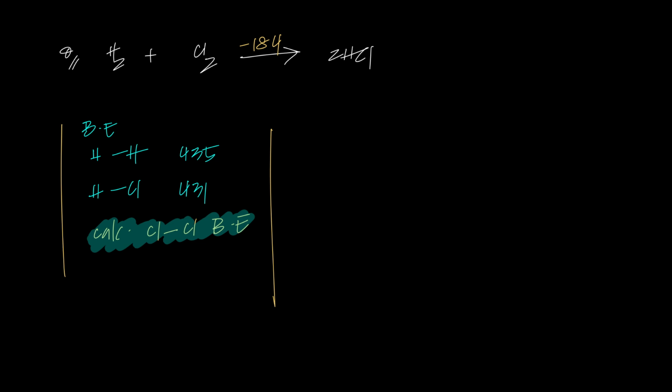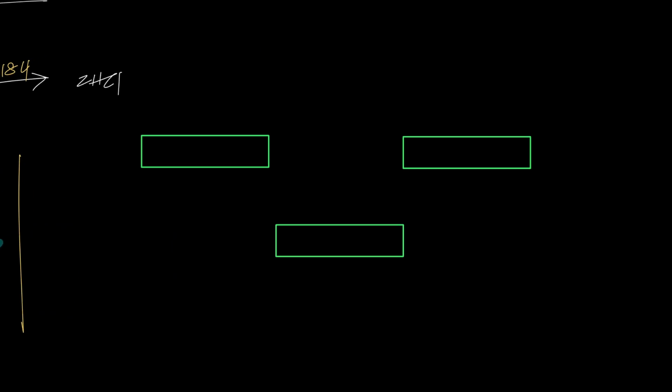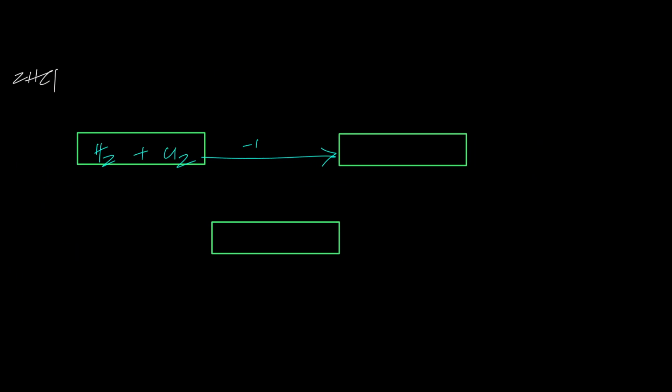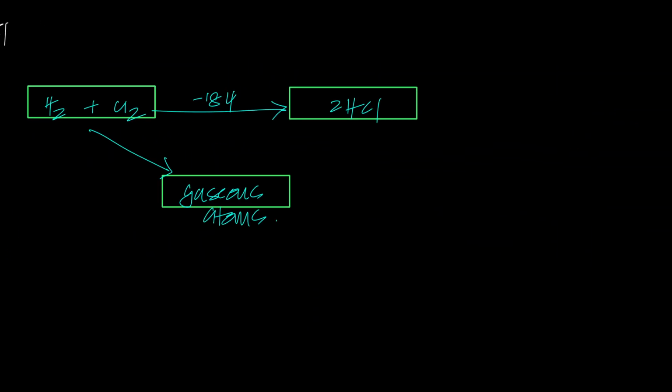We use our 3-box diagram the same way. I'll add it right here. You had H2, you had Cl2, and this is given to me, which is minus 184. This is 2HCl, right? And just gaseous atoms all over. So the moment I see bond enthalpies, you could have also calculated it in the other manner. It's up to you, however you want to calculate.